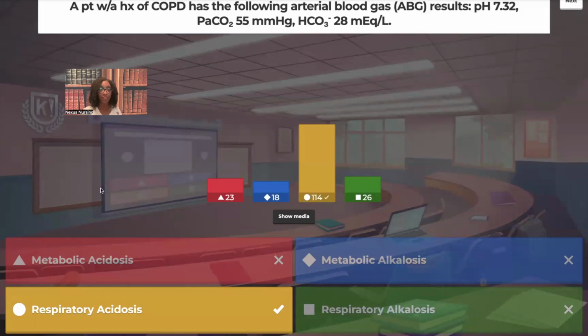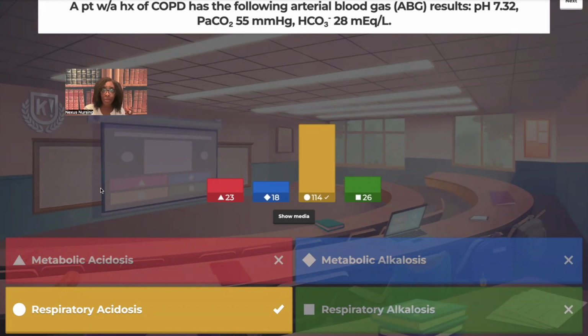Respiratory acidosis, very good. Now, before we even get to the numbers, the fact that that patient has COPD should have been enough to tell you that this patient is going through respiratory acidosis, right? They have COPD. They've got emphysema, they've got chronic bronchitis. We know they have this chronic respiratory condition where they are holding on to their CO2. CO2 within itself is what?